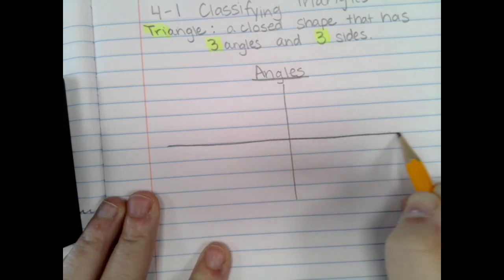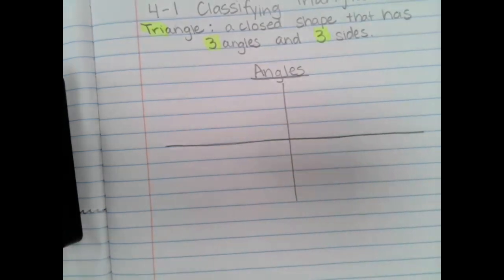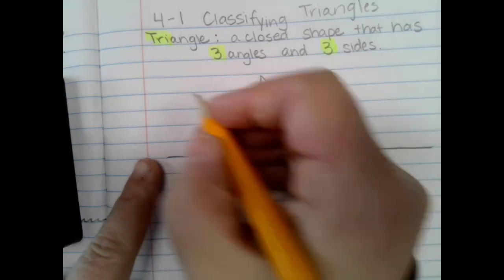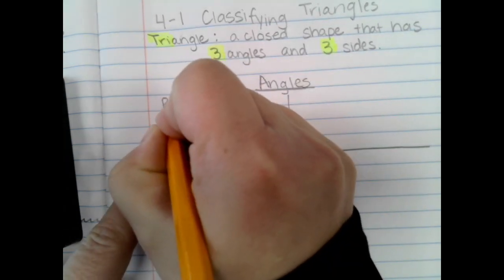So I'm going to just kind of make a little table with four spots because there's four ways by angles. All right, one type of triangle is a triangle that we all really know well, and that is a right triangle.